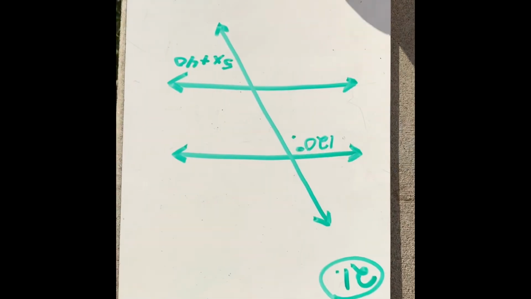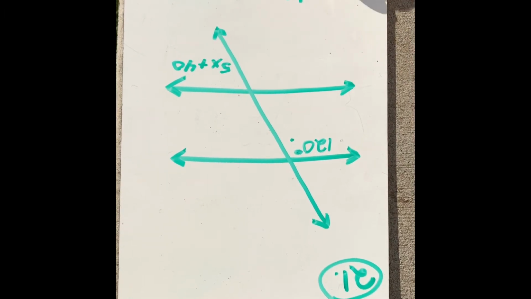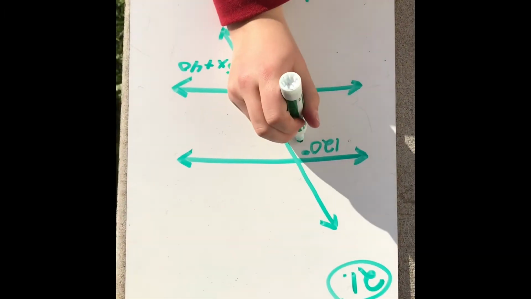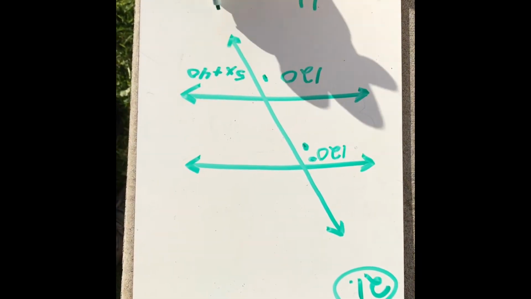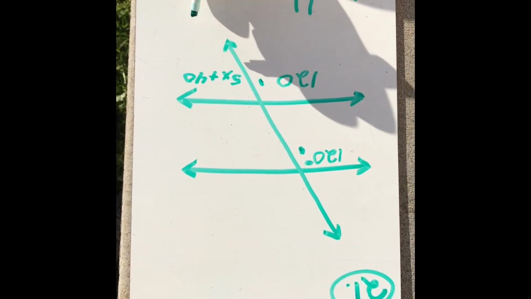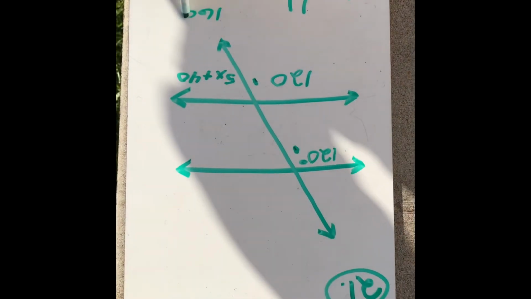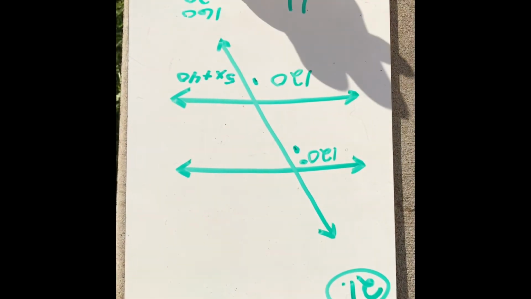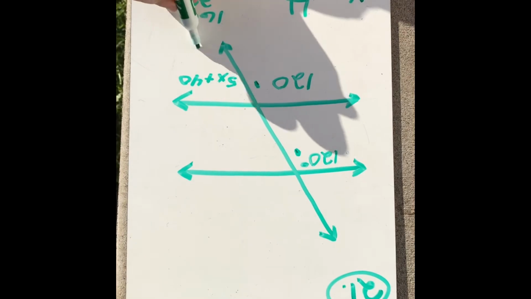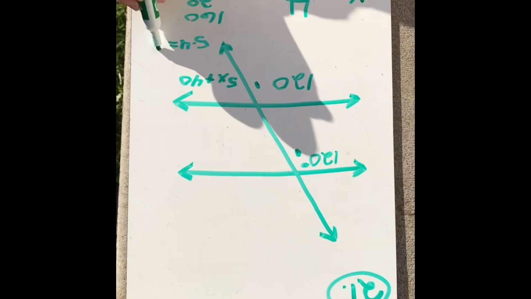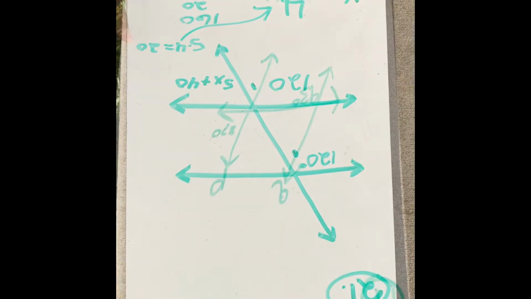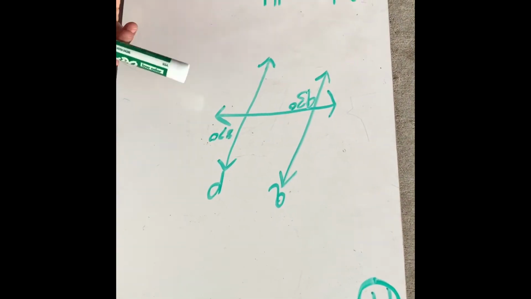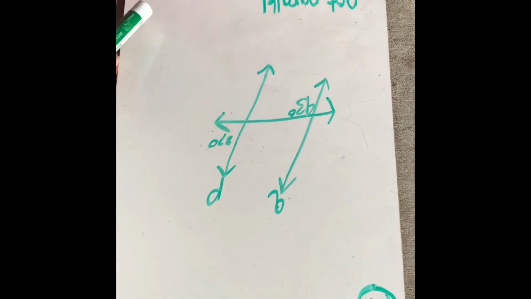Okay, so for 21, we got 4 for x because this angle and this angle are the same. So you can do 120, and if you do 120 plus 40, it's 160. So you need to find that extra 20 to make 180. And 5 times 4 equals 20. So that's 4. For number 19, we got not parallel because there's not two lines right there, so that will eventually hit each other.